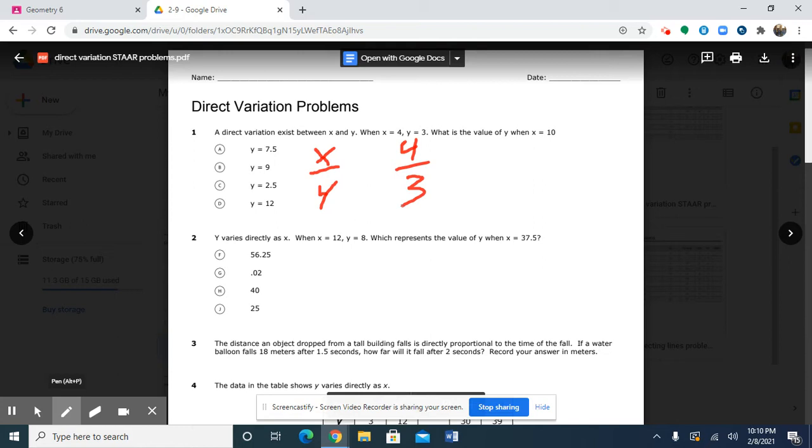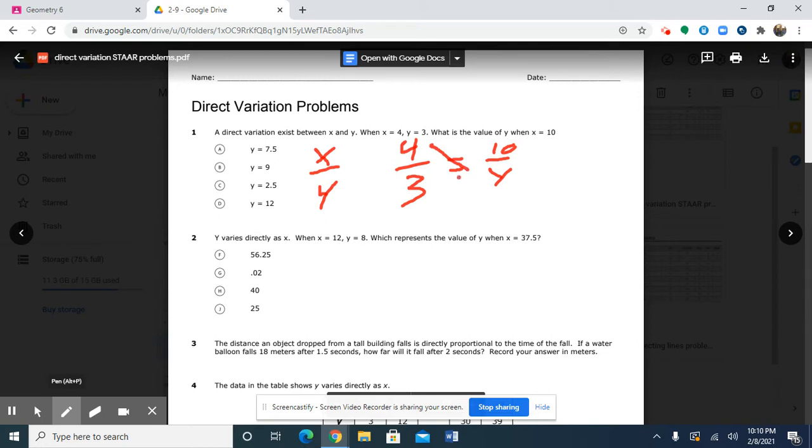So if we have a direct variation between x and y, then this means that 4 over 3 should be equal to 10 over y. The reason why is because, again, x is on the top. So when x is equal to 4, y is 3. So when x is equal to 10, we need to find out what y is equal to. Once we've set up this equation in this way, we can go ahead and solve it.